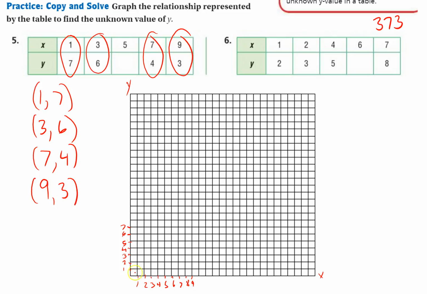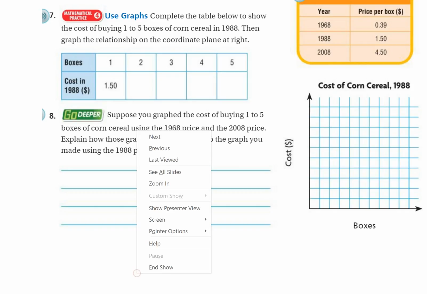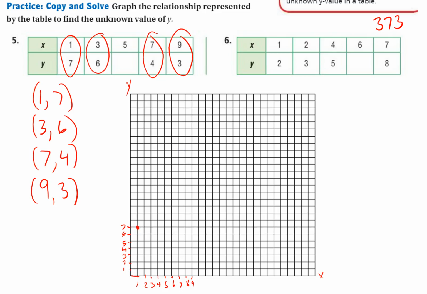So I'm going to run 1 and go up 7 for my first one, run 1, up 7, or rise 7. My first point goes there. Then I'm going to run 3, and rise 6. So I run 3, rise 6. Next point there. Okay, next I'm going to run 7, rise 4. So I run on my x-axis to 7, and then I rise up to 4. Just going to put my point right there.